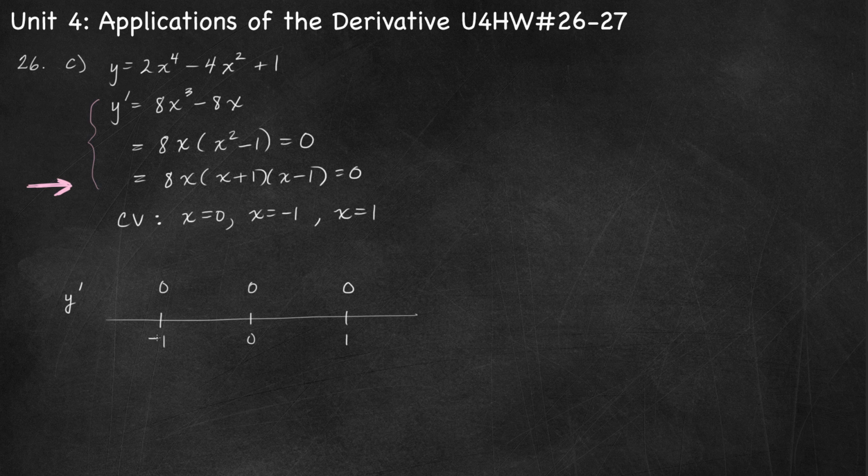So when x is negative 100, 8 times negative 100 is negative. Negative 100 plus 1, that's negative. Negative 100 minus 1, that's also negative. So I have negative times negative times negative, which is negative.